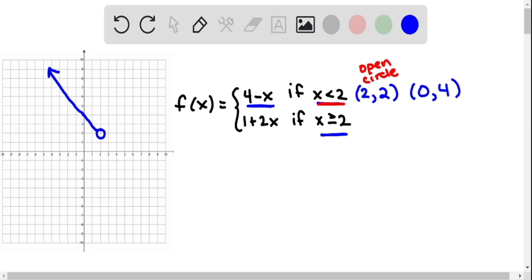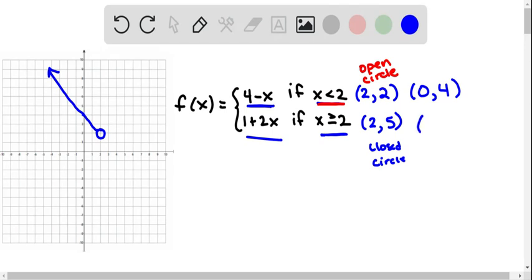Now we're going to graph the bottom piece. So we're starting at x equals 2. So let's take 2 and substitute it in. 1 plus 2 times 2 is 5. So that's going to be a closed circle since we do have x equals 2 in that interval.